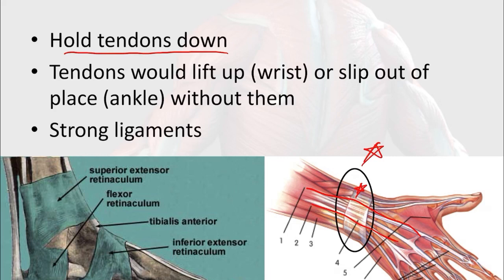Okay, we have another one. We have lots of them at our ankle as well. All these in the ankle are helping us to hold tendons down. They're very similar to ligaments, very strong, but their main job is to hold down tendons.